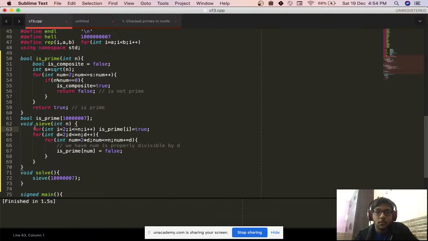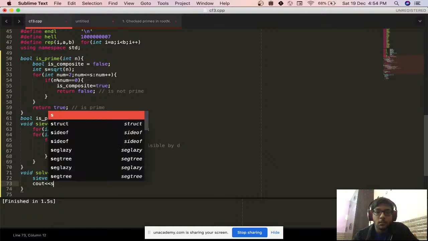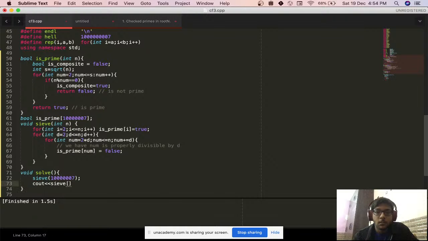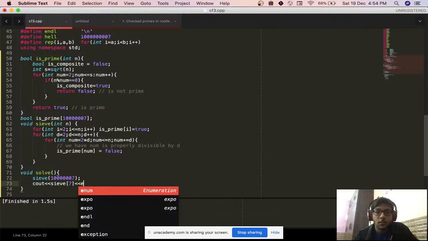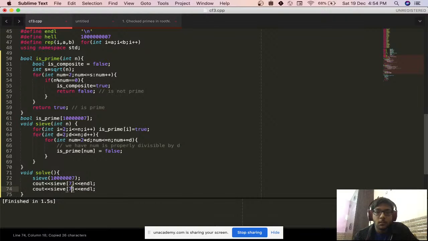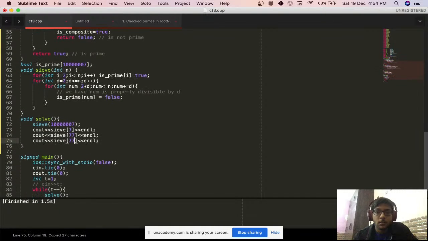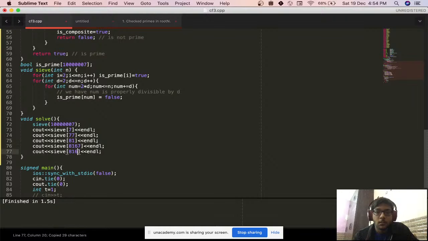So what does this Sieve do? This version of Sieve is going to tell me which of the numbers from 1 to n are prime and which are composite. For 1 you can see that I have not done anything, so let's keep it that way. Let's see whether Sieve is returning correct output or not. 7 should be prime, so 7 should be true. What about 77? It should not be prime. What about 81? Let's see some random stuff, and 816. Let's run this and see.